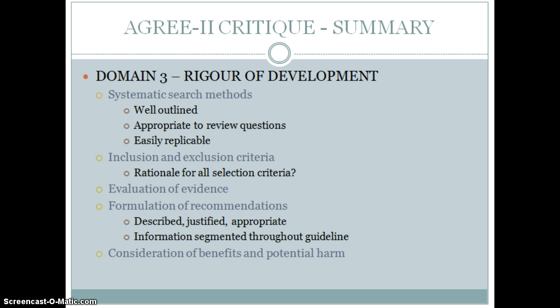Domain 3, rigour of development, is described inconsistently. Methods of searching for relevant evidence were well outlined in the unattached appendices, and the search strategy was appropriate to the review questions and could easily be replicated. Criteria for including and excluding evidence and methods for evaluating the strengths and limitations of evidence were mostly well outlined and appropriate. However, rationale for selection criteria was not always thoroughly explained.